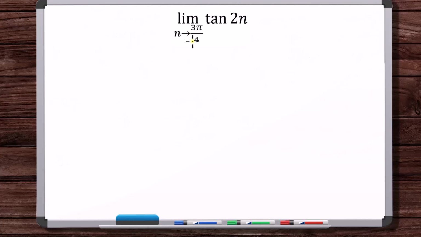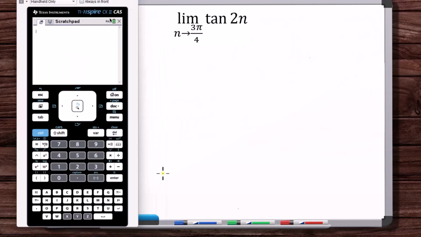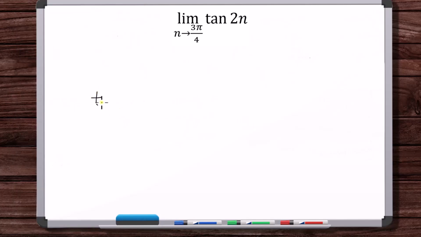Okay, the limit as n approaches 3 pi over 4 of tangent of 2n. All right, well, we know tangent is continuous everywhere in its domain, so the first thing we can do is just plug into this function. If the function exists, then whatever the function evaluates to at this n is the limit. All right, so tangent of 2 times 3 pi over 4 is tangent of 3 pi over 2. Okay, undefined.